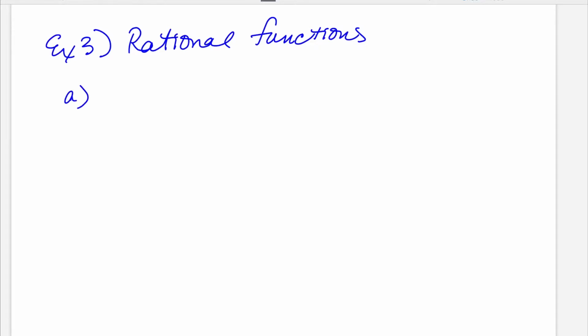So here is A. We're going to take the limit as you approach both positive and negative infinity. So here is my function: 3x plus 2 over x squared minus 1. So that's what we're looking at.